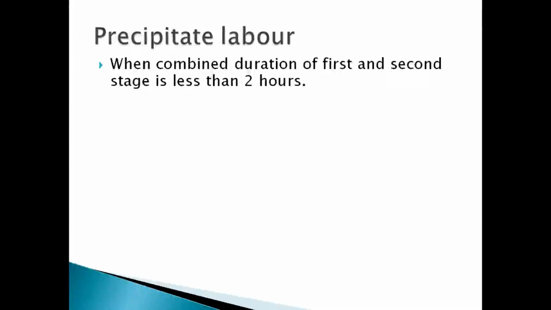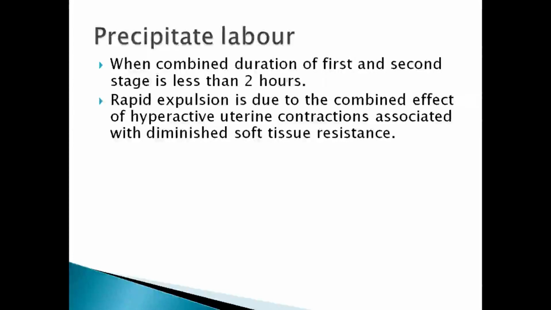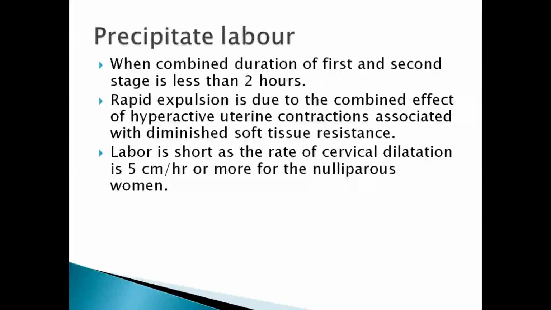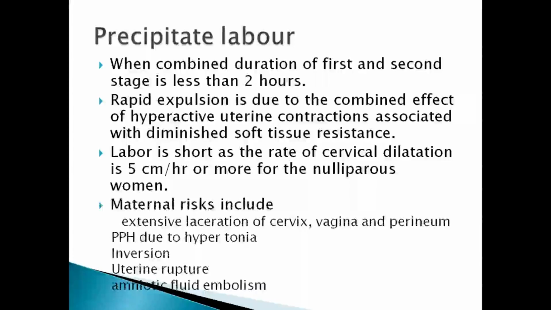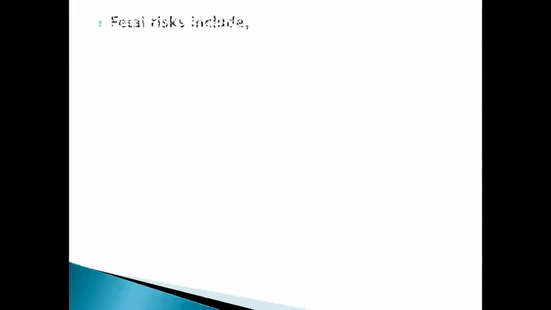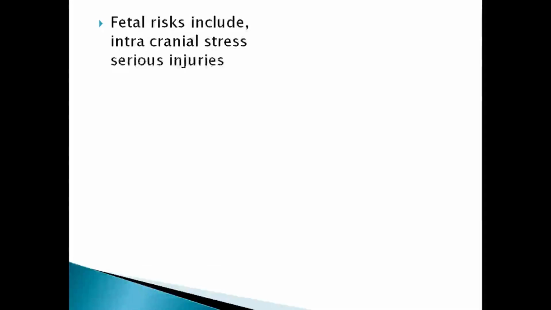Precipitate labor. When the combined duration of first and second stage is less than 2 hours, we call it a precipitate labor. Rapid expulsion is due to the combined effect of hyperactive uterine contractions associated with diminished soft tissue resistance. Labor is short as the rate of cervical dilatation is 5 cm per hour or more for a nulliparous woman. The maternal risk factors include extensive cervical lacerations, vaginal and perineal tears, PPH due to hypertonia, inversion, uterine rupture, and amniotic fluid embolism. The fetal risks include intracranial stress and serious injuries.